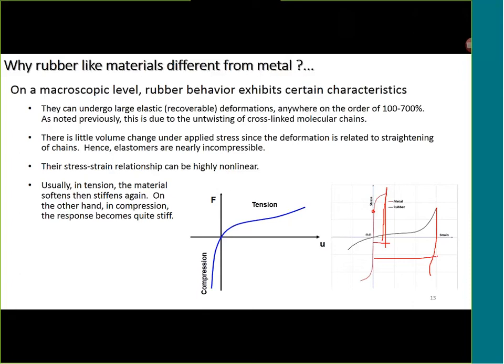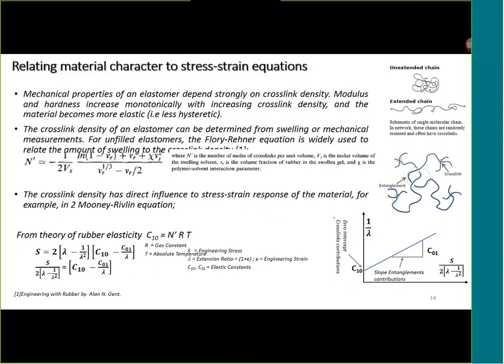Another interesting characteristic is that for many metals, the stress strain curve in the tension region and in the compression region is the same, or assumed to be the same, for many practical purposes. But for many elastomers, the stress strain curve in the tension region and in the compression region are significantly different. We cannot make the same assumption as for a metal. So these are all the challenges we are going to address in this presentation.